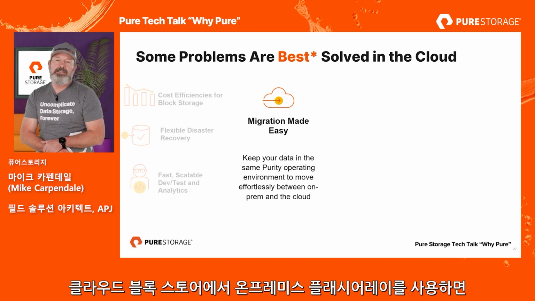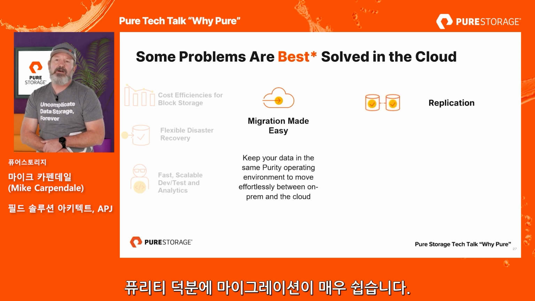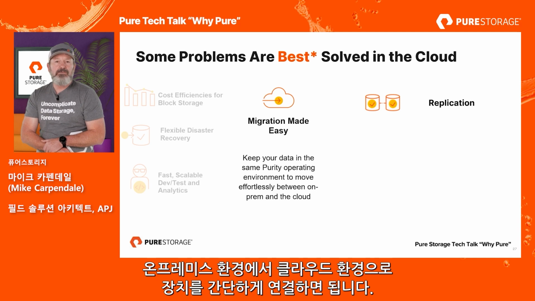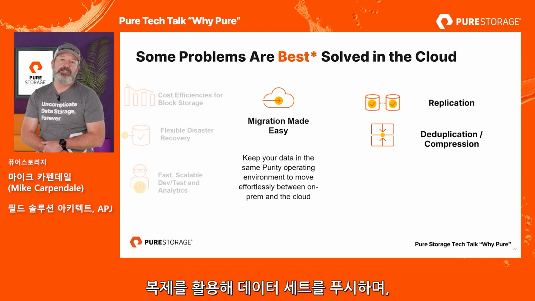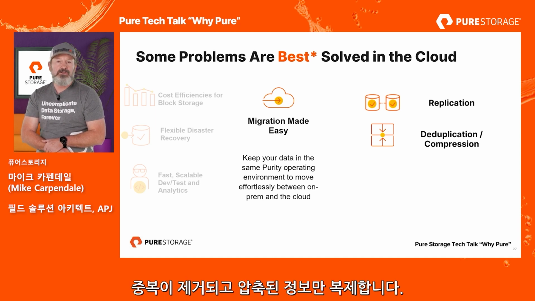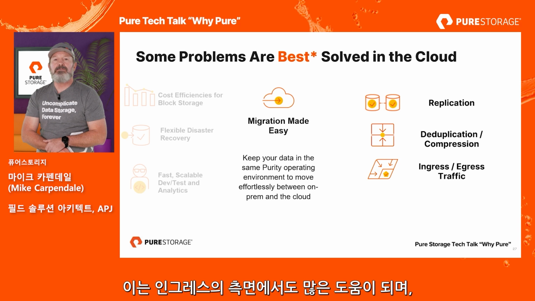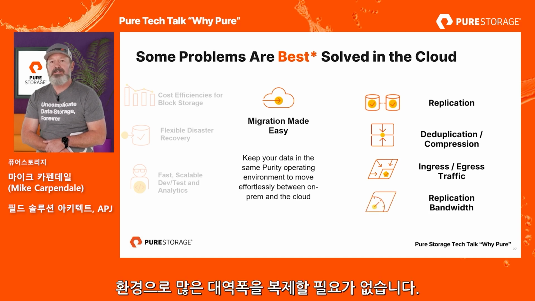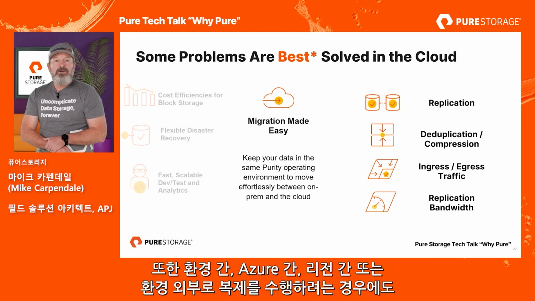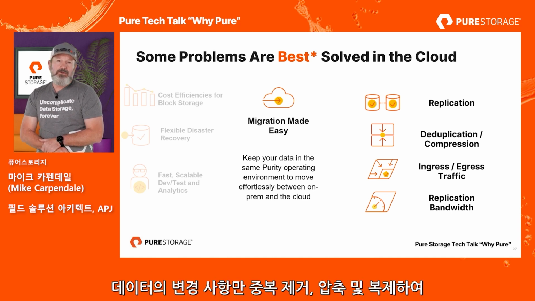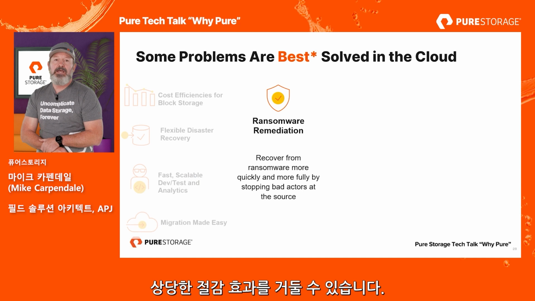Migrations are really easy with Purity, on-premise flash arrays, and the Cloud Block Store. It's a simple connection of the devices from the on-premise world into the cloud world. We're leveraging replication to push our data sets up there. We're only replicating deduplicated and compressed information, which really helps from that ingress perspective. Potentially, you don't need as much bandwidth replication into that environment. Then also, if you want to replicate between environments, between AZs, between regions, or even back out of the environment, ensuring that it's deduplicated, compressed, and then replicating delta changes only, some significant savings to be had.